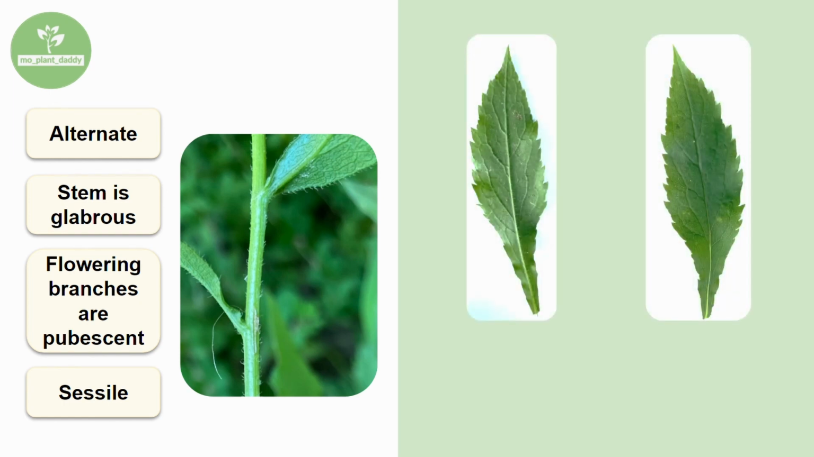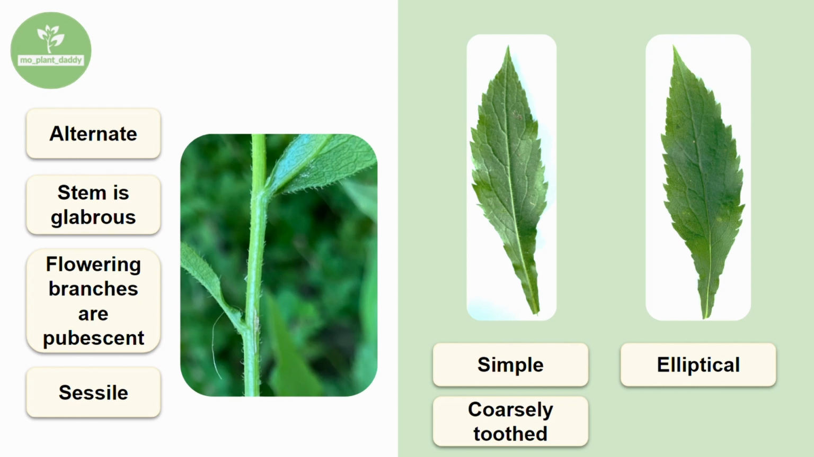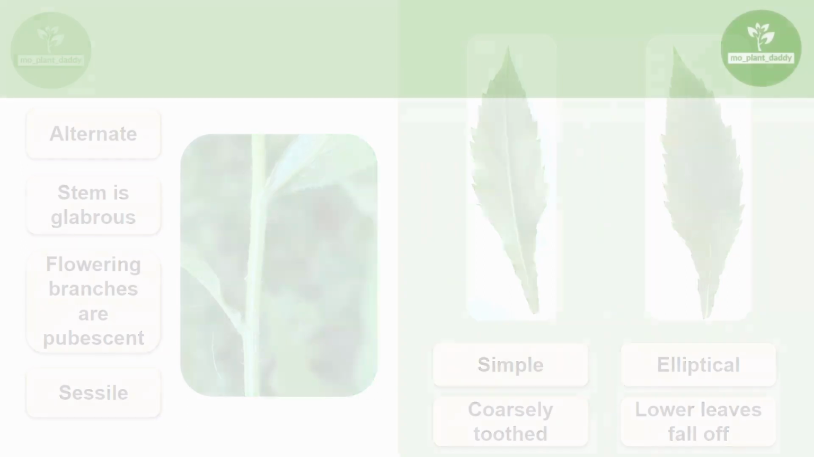Now, speaking of leaves, if we turn our attention to them, we will see that they are simple, elliptical, and they are coarsely toothed. Additionally, the lower leaves on the stem will fall off, but the upper leaves will persist.